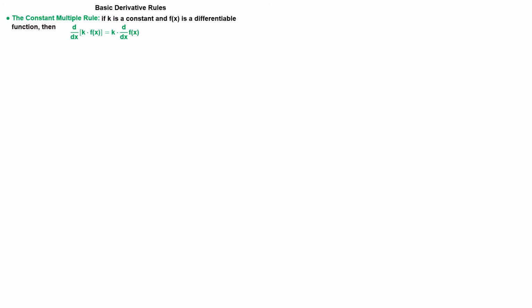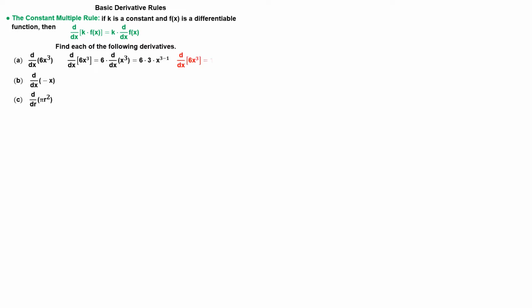Let's see how it works. Find each of the following derivatives. Always be on the lookout for constant factors before differentiating. To solve item A, factor out the constant from the differentiation using the constant multiple rule. We factor out the constant 6. We use the power rule to differentiate x cubed. We can simplify the expression by multiplying the constants 6 and 3.